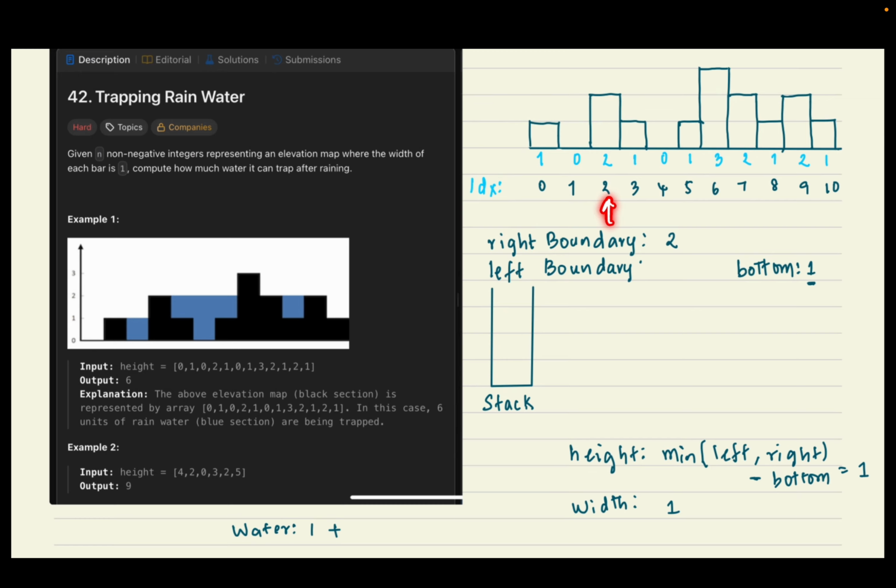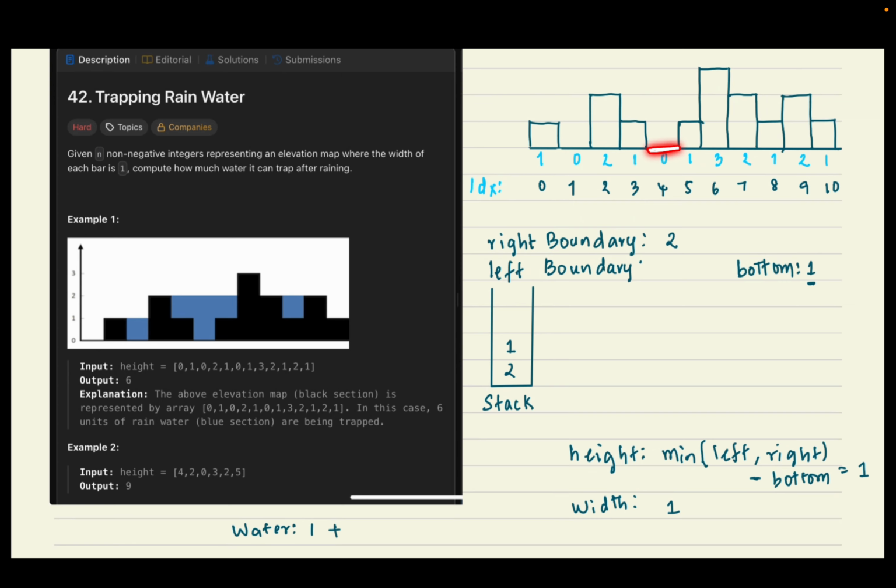Since I'm at this index 2, I will be pushing index 2 into my stack, saying that its right boundary needs to be determined. So 2 is pushed into the stack. Now I will be moving to the next index. When I'm at the next index, is 1 greater than the top of my stack? No, it is not. That means 1 cannot be the right boundary for 2. Now I will be pushing 1 back into the stack, saying that the right boundary for 1 needs to be determined.